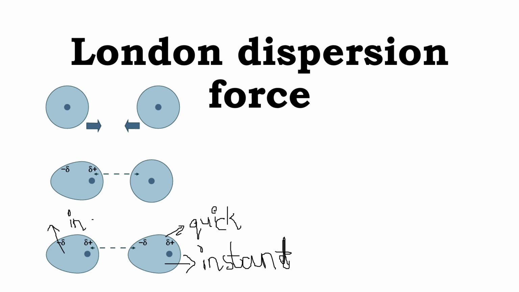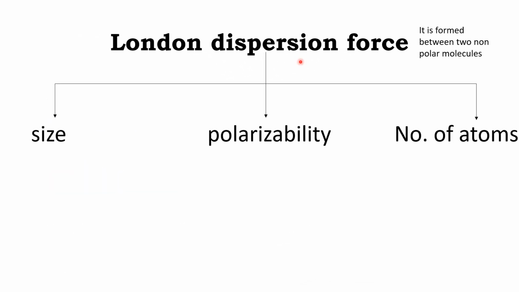It is not permanently induced, as in the other forces like ion-dipole, and dipole-induced dipole. So it is induced just like in the dipole-induced one, but this is an informal way. Let's have a look at the factors. There are basically two factors, size and number of atoms. But somehow polarizability also affects the London dispersion force. That's why I have written this.